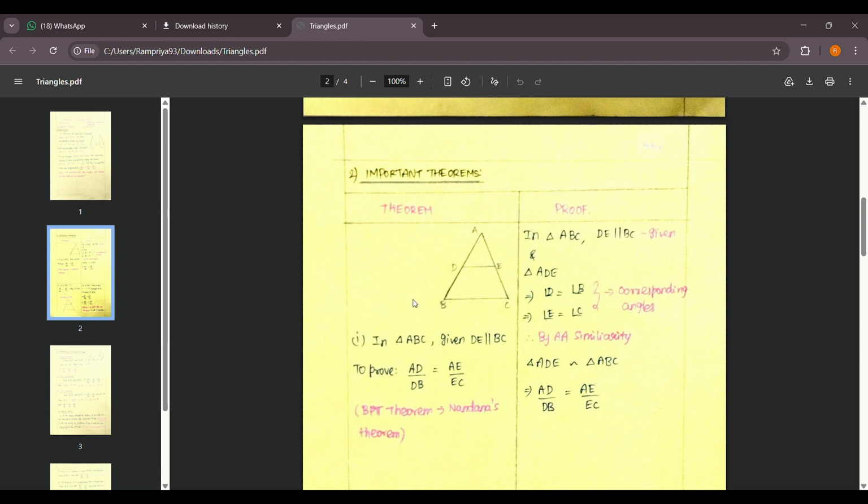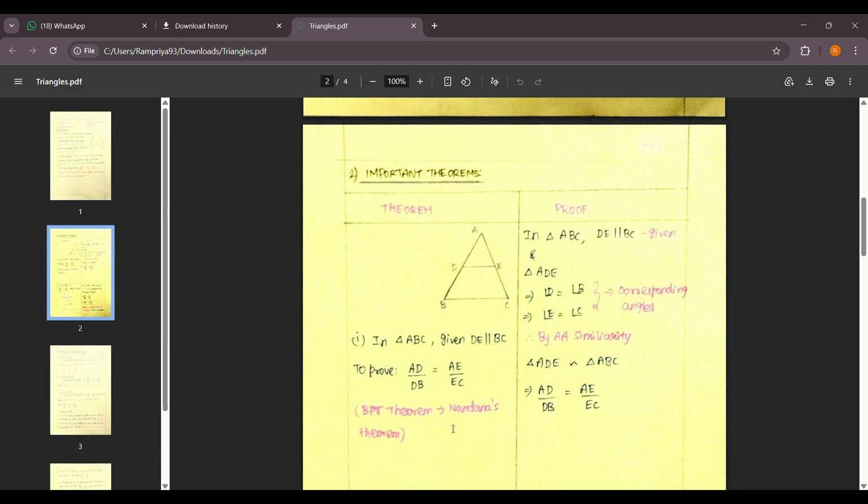They'll be asking you, sometimes in your 3 marks or 5 marks. If you guys are lucky enough, you'll get it in a 5 mark, because in the past 3 to 4 years this question was not asked. So you can expect this question, basic proportionality theorem.